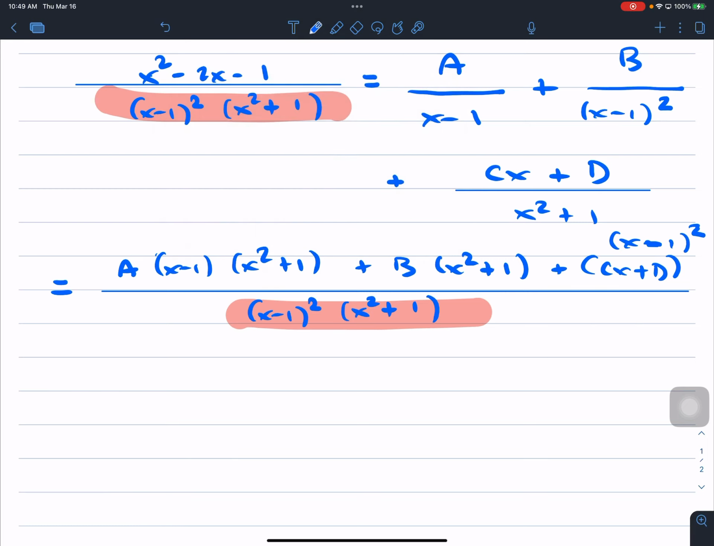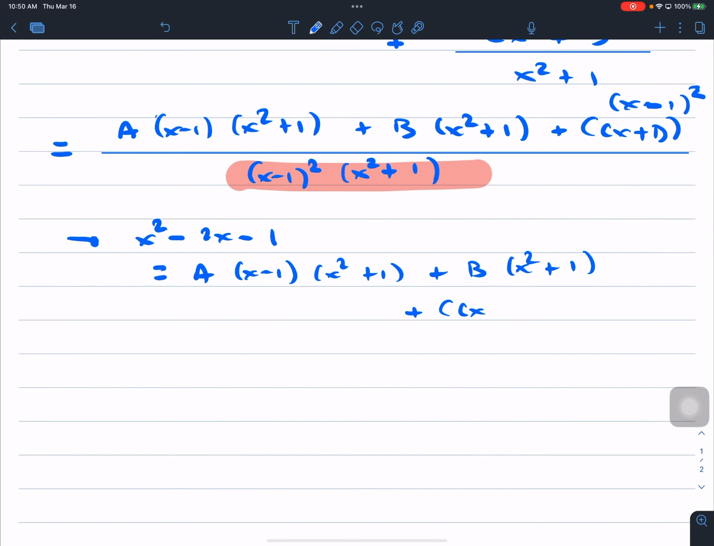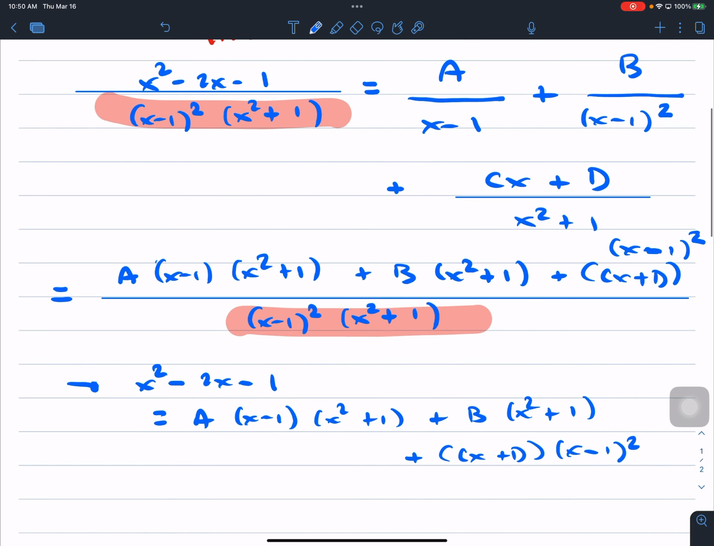That's going to be x squared minus 2x minus 1. What does that equal? A(x minus 1)(x squared plus 1) plus b(x squared plus 1) plus (6 plus d)(x minus 1) squared. Okay, because it's going to use the fact that if you have equal fractions with the same denominator, what does that mean? It means your numerators are the same.